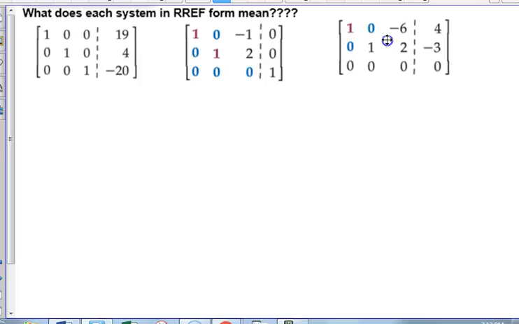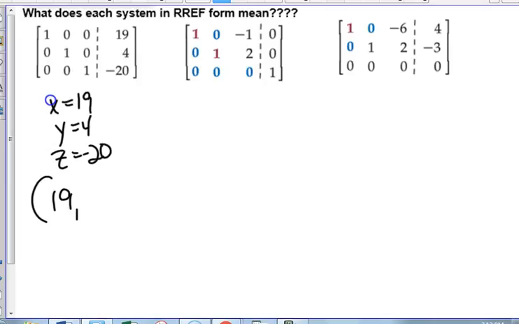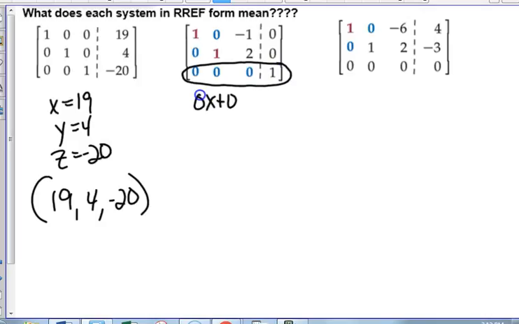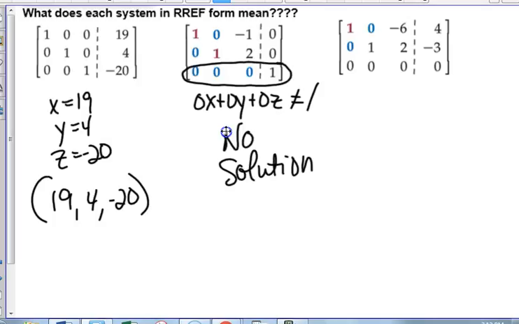All right, so here we go. What's the solution to this first one? Okay. What's the answer to this one? 0x plus 0y plus 0z cannot ever equal 1, so therefore there is no solution. You can just write no solution. It's fine.